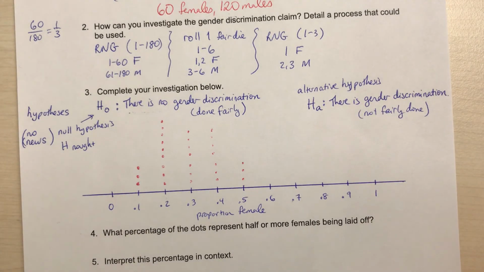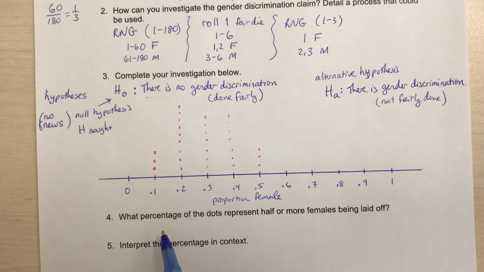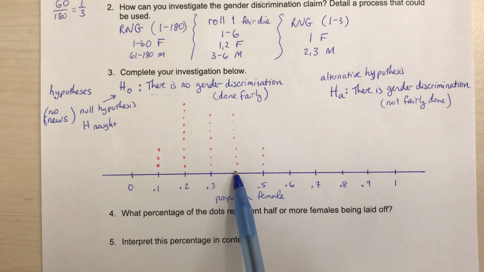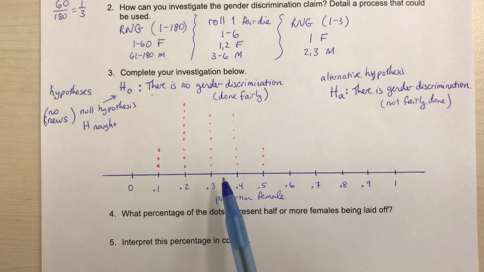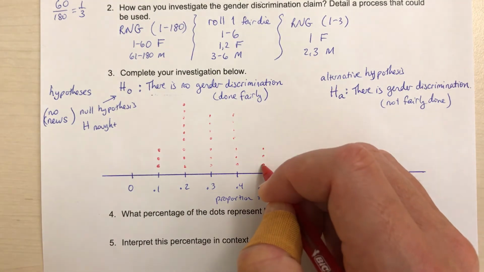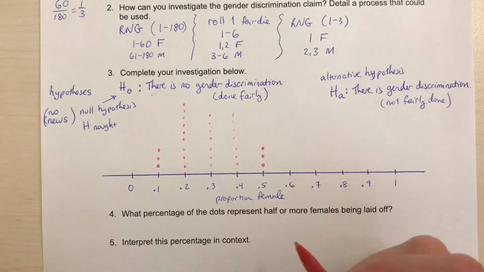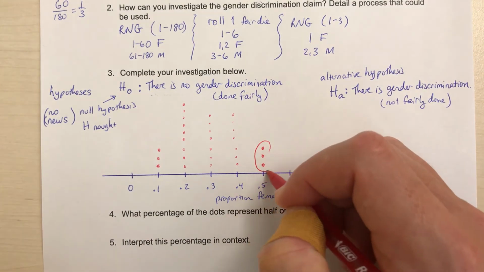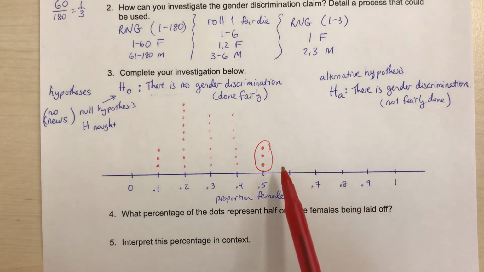Okay, so we look at the data now. We look at the numbers. The question is, what percentage of the dots represent half or more females being laid off? When we run the simulation here, we're using a random number generator. So we are choosing these randomly. Now we got, when this was actually done, 5 out of 10 of the people chosen to be laid off were female. In our simulation, the question is how many were at 0.5 or higher.